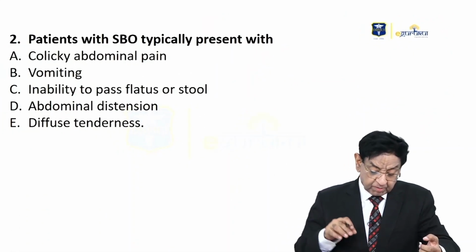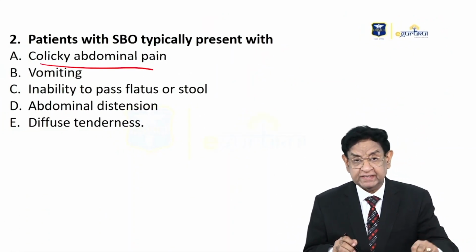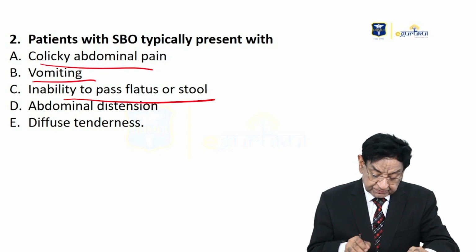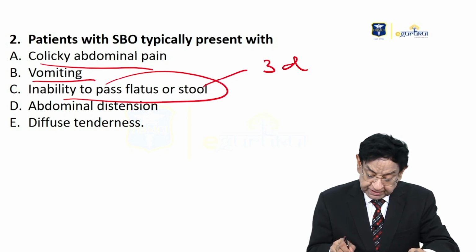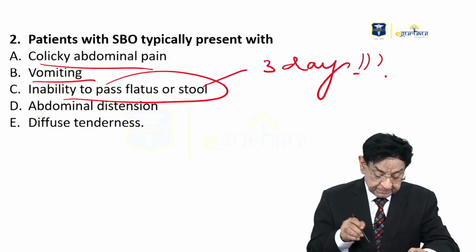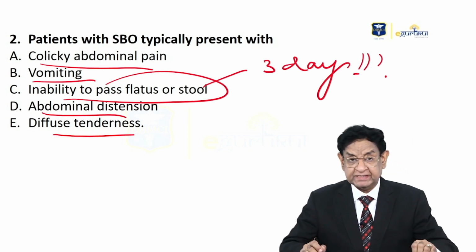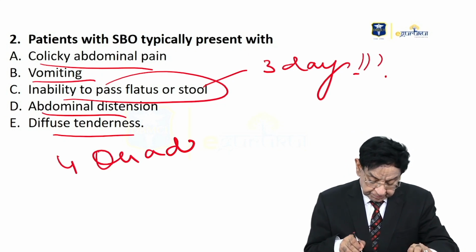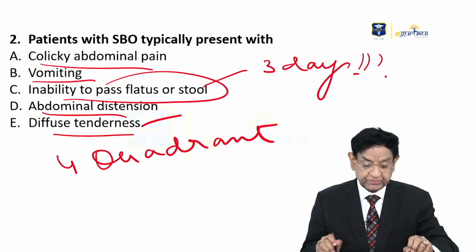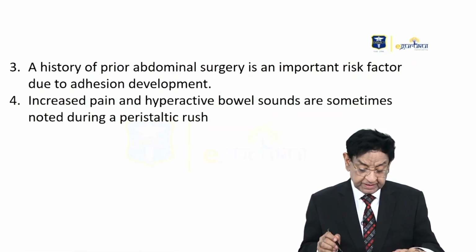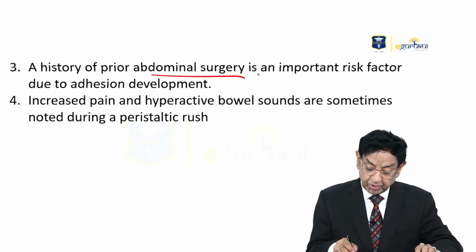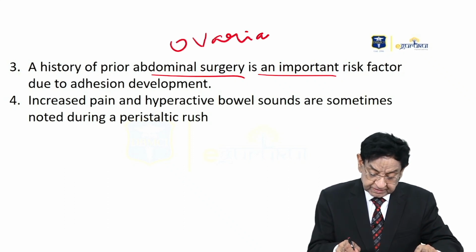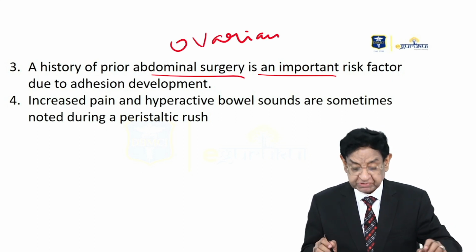Now, patients with small bowel obstruction typically come with colicky abdominal pain, the way this patient has, and vomiting. This patient has a lot of vomiting, inability to pass flatus or stool; she has not passed stool for the last 3 days. Abdominal distension and diffuse tenderness. The patient has pain in all four quadrants, that means diffuse tenderness is there. History of prior abdominal surgery is an important risk factor, like this patient was operated for an ovarian cyst. So that is the point of the past history.